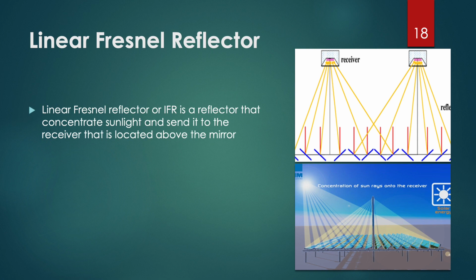Linear Fresnel reflector. The linear Fresnel reflector, or LFR, is a reflector that concentrates sunlight and sends it to the receiver that is located above the mirror. Curved mirrors are used in the system to reflect the sunlight to a downward facing linear receiver. The operating temperature is between 50 degrees Celsius and 300 degrees Celsius. The concentration ratio is about 10 to 40.